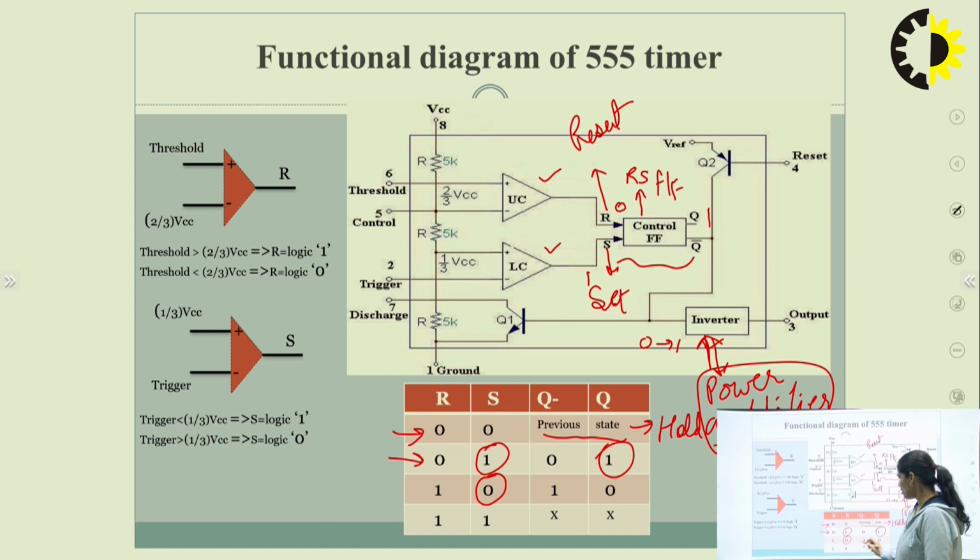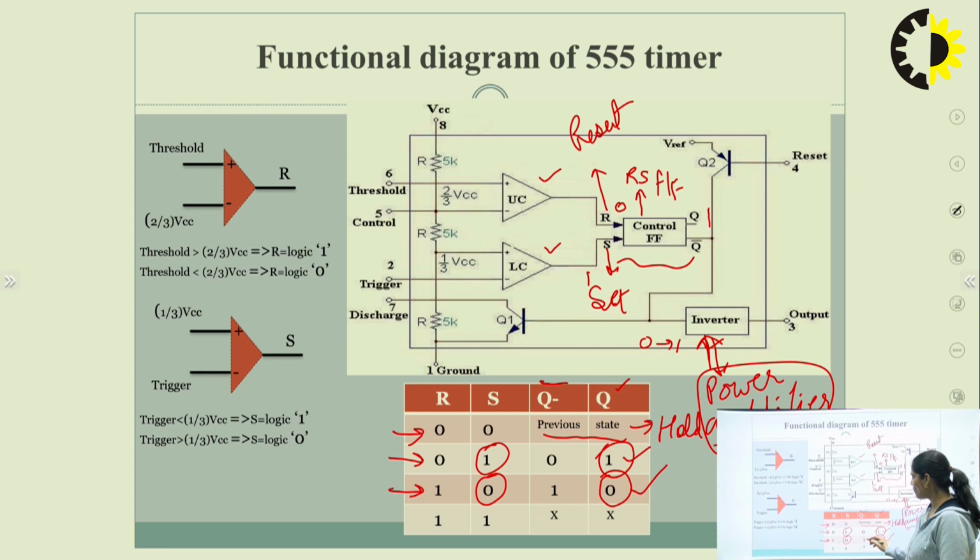So where you have input 0, 1, your output is 1, Q is 1, and Q bar is the complement of Q. So if Q is 1, then Q bar is 0. Now, for the next state, we take R equal to 1 and S equal to 0. In this case, your output is 0. It means Q is 0 and Q bar is the complement of Q, which is 1.